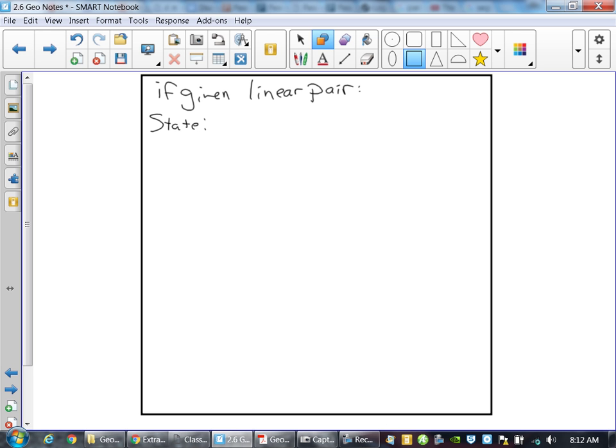We're gonna create a two-step progression here. Because if we have a linear pair, then you know you have supplementary angles. Then if you have supplementary angles, what do they add up to equal? So we're gonna do this. We're gonna state that you have supplementary angles, and then progress to angle plus angle equals 180.